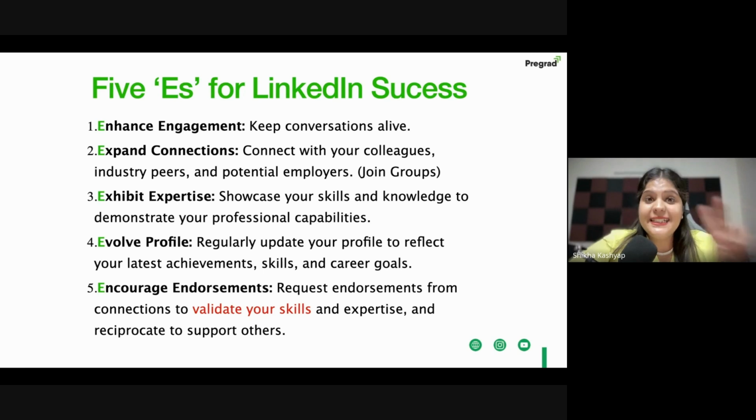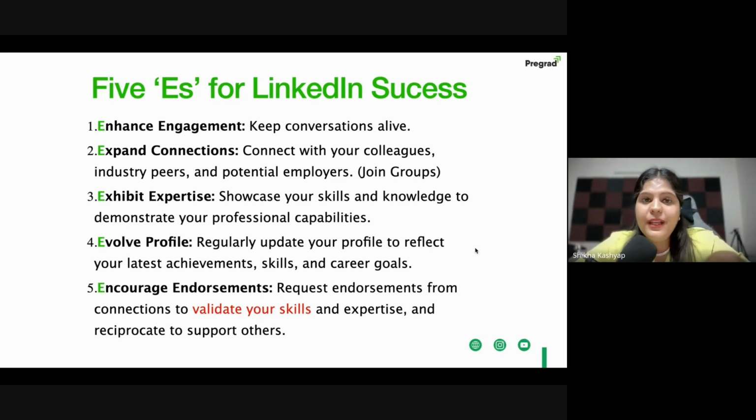Okay. Second, expand connections. This is very important. When I say expand connections, you can connect with your own friends. You can connect with some industry peers. Again, if I'm looking to go ahead to Google, maybe that person will not accept your connection request, but there is no harm in sending a request with a message that defines their work and your curiosity to know more. Just these two things. And the potential employers also.